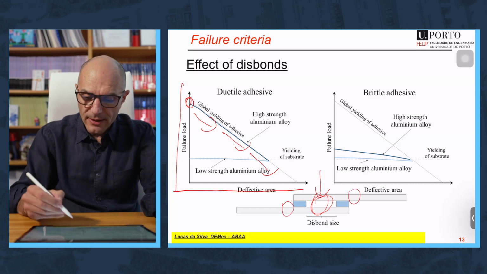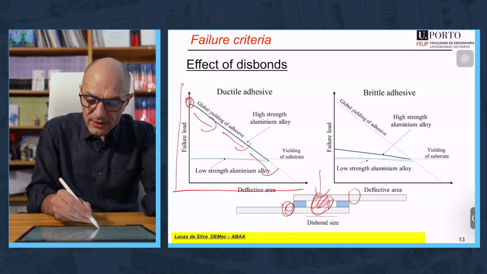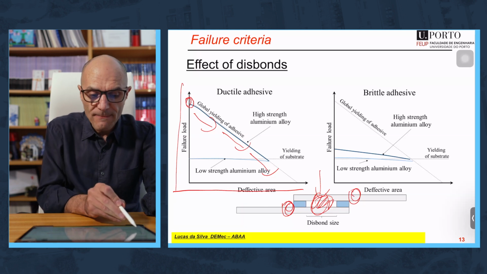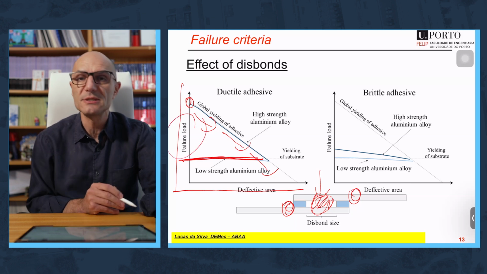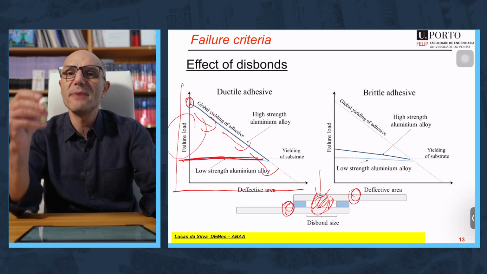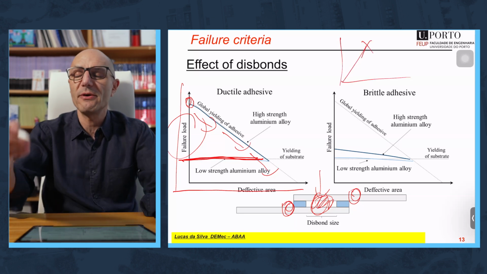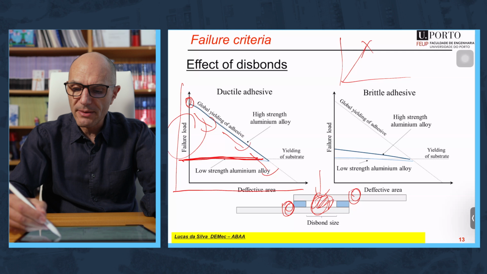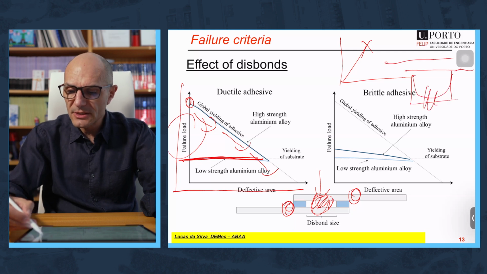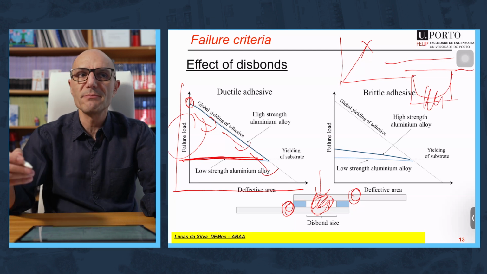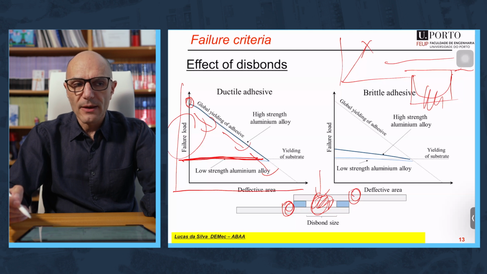Everything takes part here, and it doesn't matter what you have in the middle. The joint strength is controlled by what happens at the ends of the overlap. That's why a big or small defective area doesn't matter. It gives exactly the same failure load. Now, on the other hand, imagine you have a very brittle adhesive, something like what we saw with Volkersen, Goland and Reissner. And you remember that the stress distribution is something like this. The middle is doing nothing. In this case, it doesn't matter if you have a strong adherent or a low strength adherent.